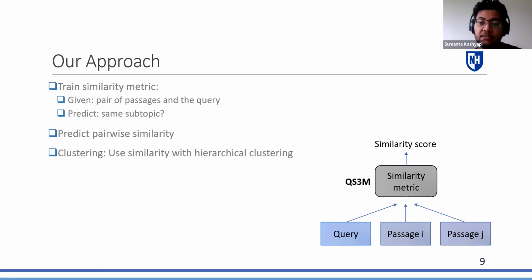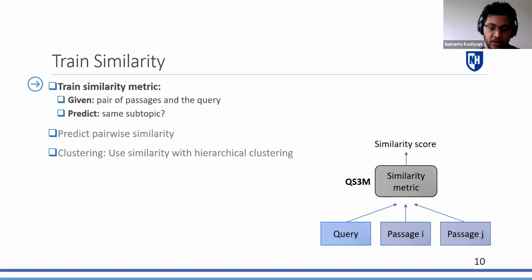So now we present our approach to the problem. Our proposed approach is threefold. First, we train a similarity metric that learns to predict a similarity score between a pair of passages in the context of a query. It is trained in such a way that it emits a high similarity score if the two passages share the same subtopic in the context of the query topic, and emits a low score if they do not share the same subtopic.